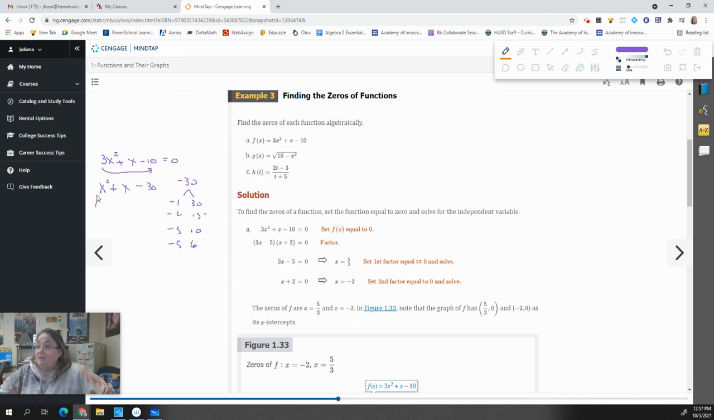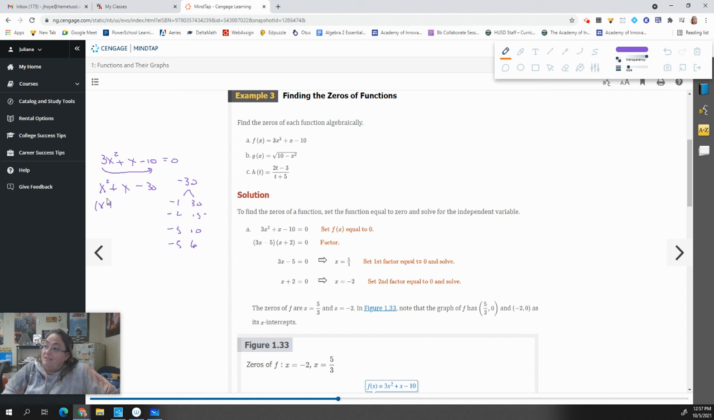Question, but why negative 5 and 6? Because 5 times 6 equals 30. Oh, my brain's working. That's what factors are. Yeah, I was thinking, this looks like I know what this is.